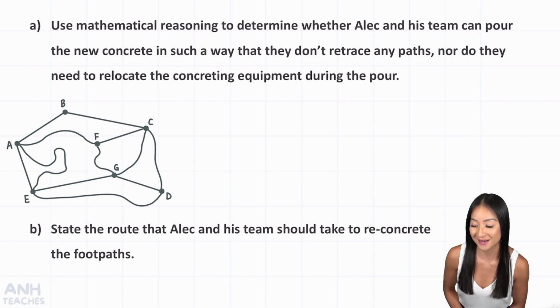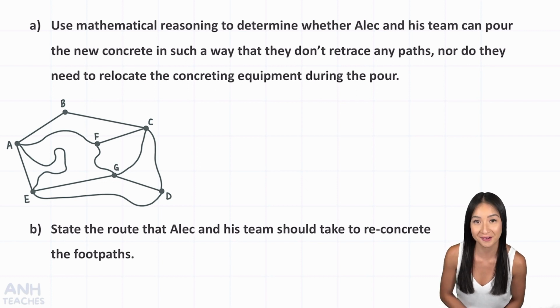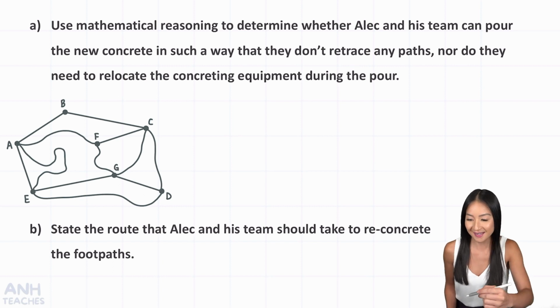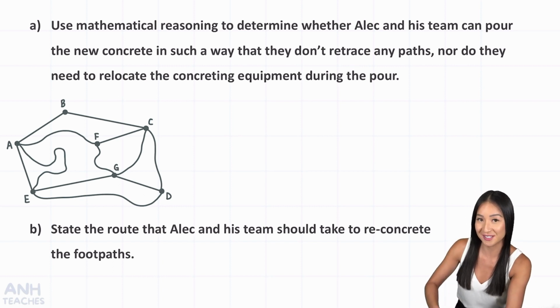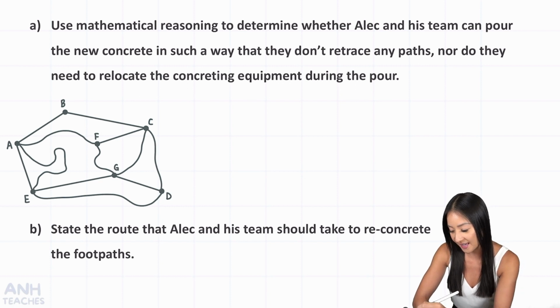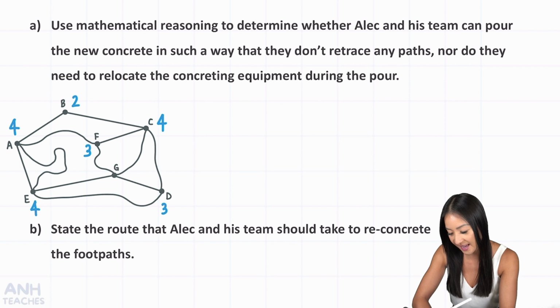So I have the graph copied down here and I'm going to check whether it's Eulerian or semi-Eulerian. The place that I'm going to start is by checking the degree of every single vertex. So starting with vertex A, that's got a degree of 4, B has a degree of 2, C has a degree of 4, D has a degree of 3, E has a degree of 4, F has a degree of 3, and G has a degree of 4.